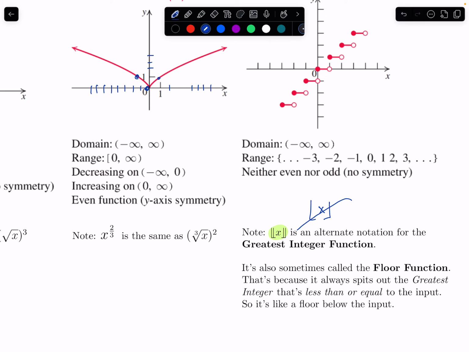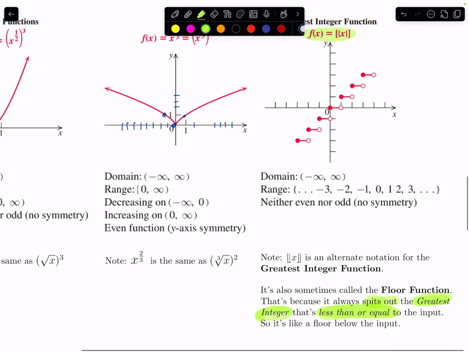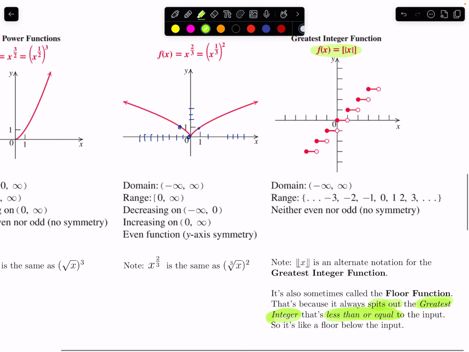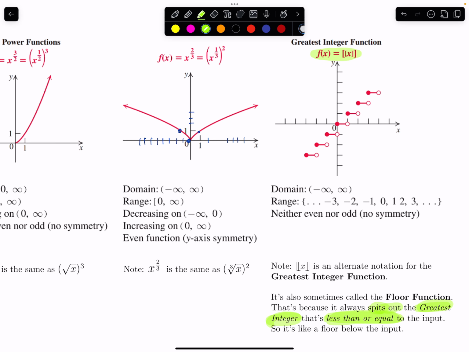Okay, now what the heck is the floor function or greatest integer function? Two different names for the same exact function. Well, it's the function that spits out the greatest integer that's less than or equal to the input. To me, this wording is necessary, and I see why it is the way it is, but it's a little bit tricky because when you see greatest, your first thought is, oh, it should be something that's big, right? But that's not actually the case. It's the biggest thing that's still less than or equal to.